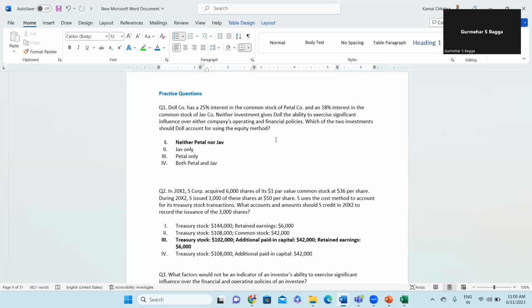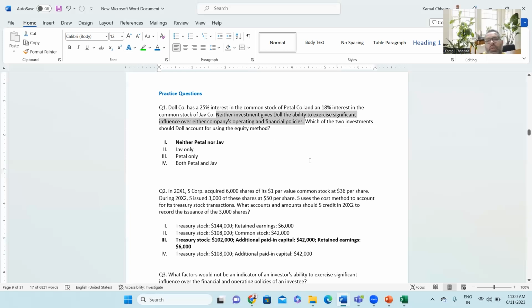Because it is mentioned, right? He does not have the ability to influence. Neither investment gave Doll the ability to exercise significant influence over either company's operating or financial policy. This is basically an exception. Okay, so the answer is neither Patel nor Joe.